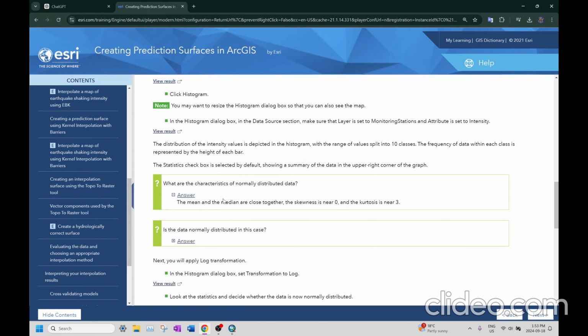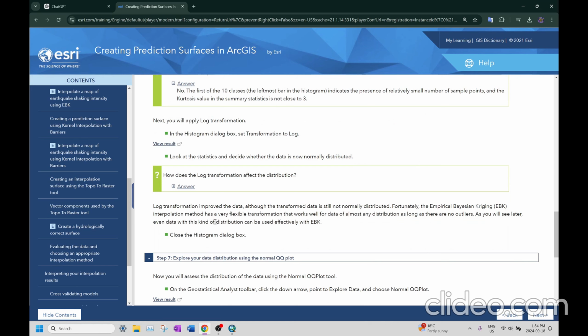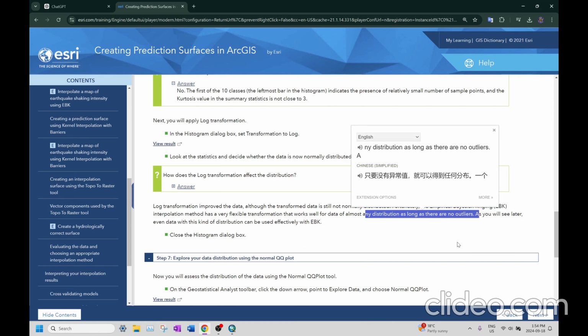A characteristic of normally distributed data is that the mean and median are close together, the skewness is near 0, and the kurtosis is near 3. It's not normally distributed. Importantly, even log transformation improved the data, but it's still not normally distributed. The EBK interpolation method has a very flexible transformation that works well for data of almost any distribution, as long as there are no outliers.